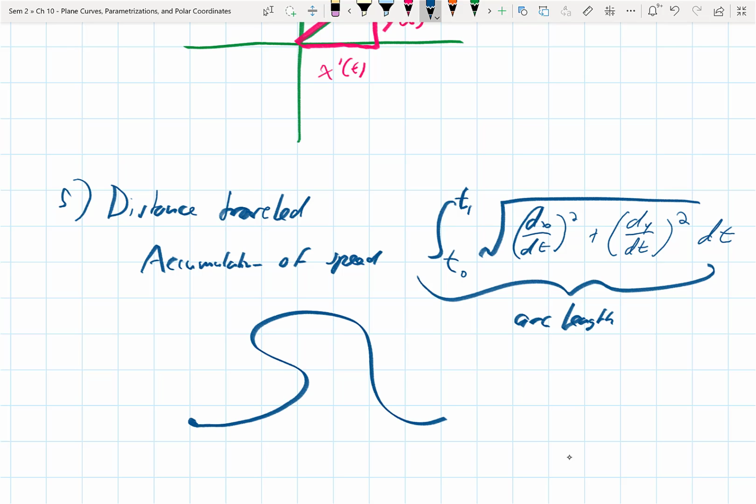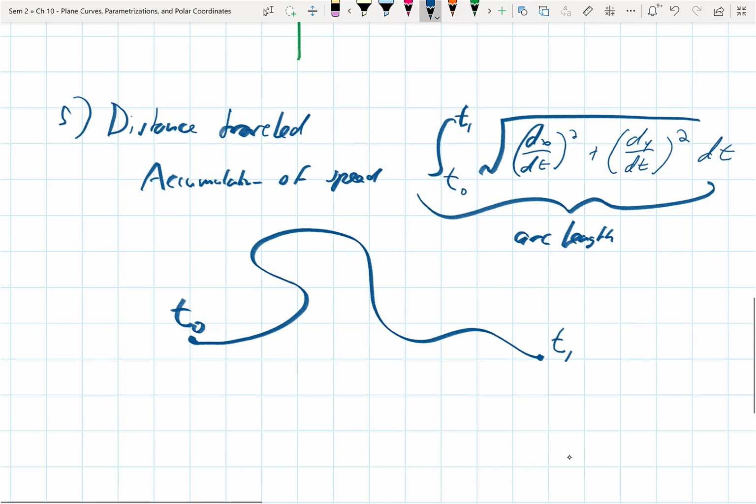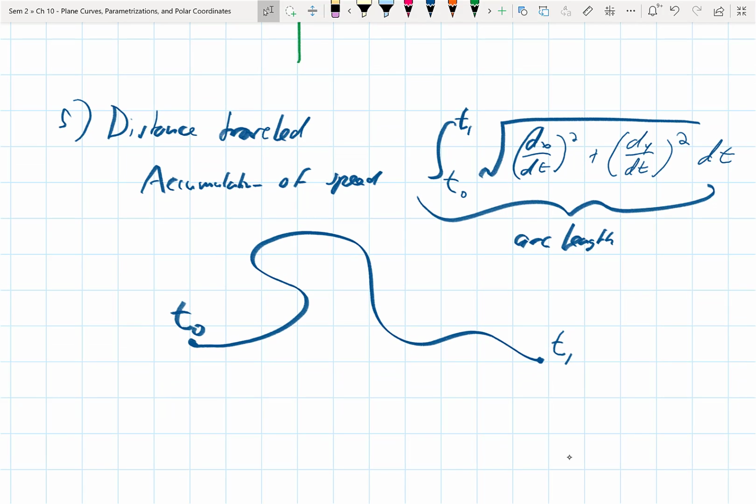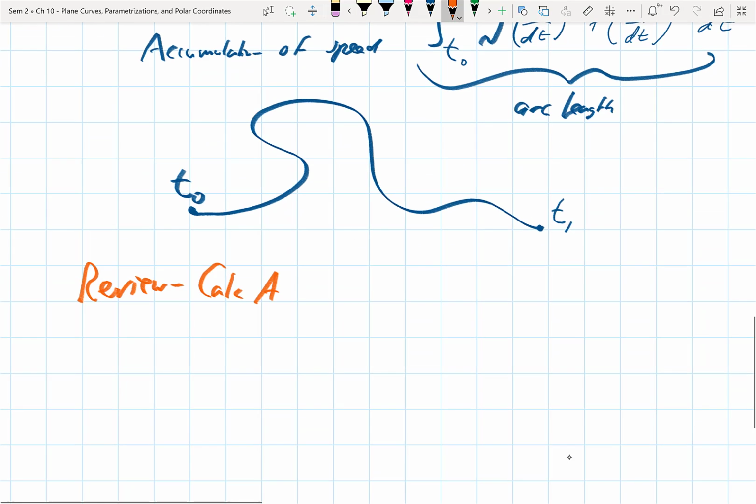So again, if I just kind of draw an arc from t sub 0 to t sub 1, the accumulation of the speed function is just the distance traveled, and you don't have to memorize anything else because that's just arc length. Finally, a little bit of review from Calc-A, since that was a year ago.